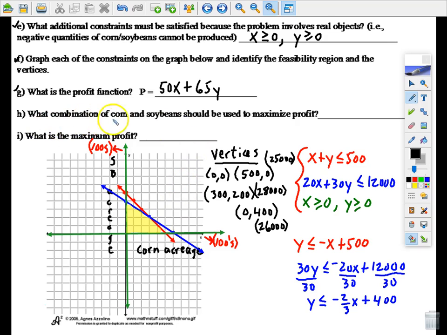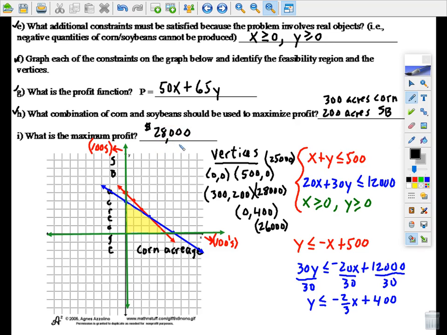Okay, so to answer our question, the combination that gives us the highest value for P is here, 300 acres of corn and 200 acres of soybean. I'll just abbreviate SB. Okay, so that takes care of H. Now, what is that profit amount? Well, we figured it up here, and that's $28,000.